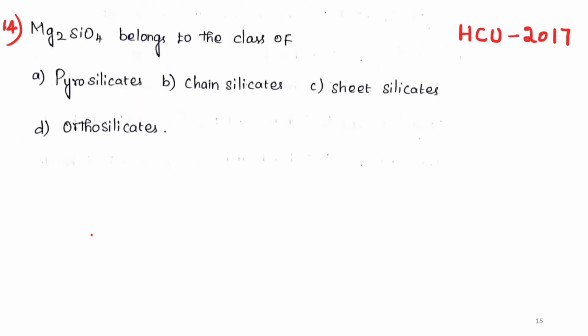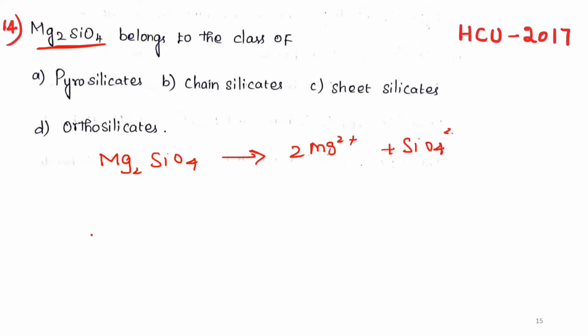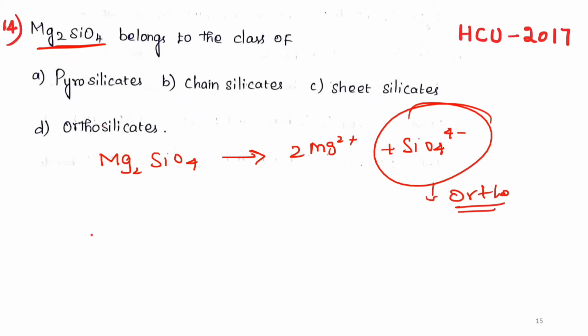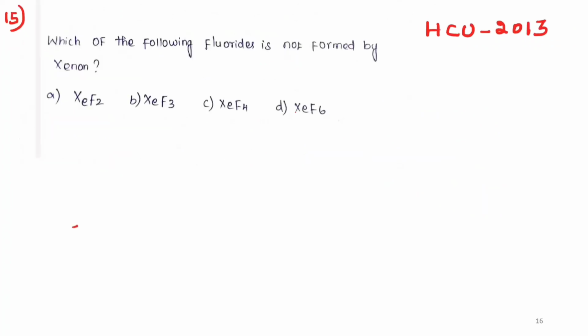Now 14, a very simple question. Mg2SiO4 belongs to the class of which silicate? Now see, very simple. I take Mg2SiO4. Now separate the silicate into 2 Mg 2 plus and SiO4 4 minus. This is the basic unit of silicate. What type of silicate? This is orthosilicate, right? Therefore, the answer is orthosilicate. Very simple question.